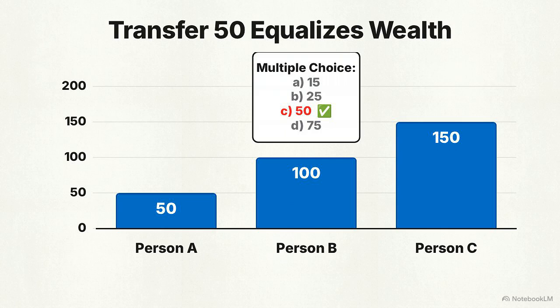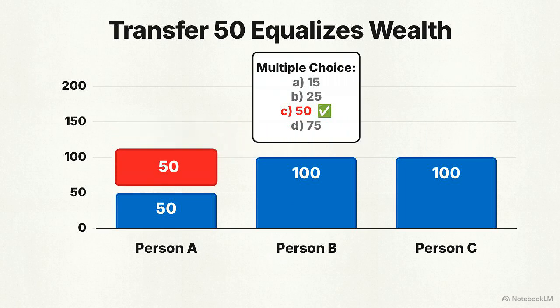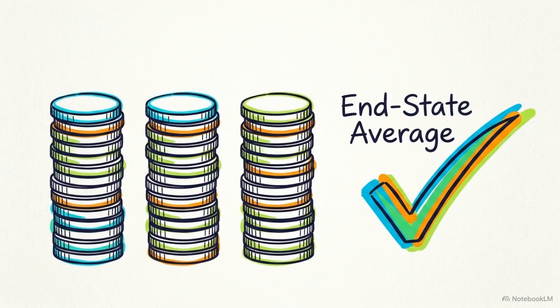We prove this by simulating a simple transfer. If person C gives 50 rupees directly to person A, C drops to 100, A rises to 100, and B stays at 100. Everyone is equal. This visual check confirms that calculating the end state average is a reliable way to solve redistribution problems without needing to trial and error different exchanges.